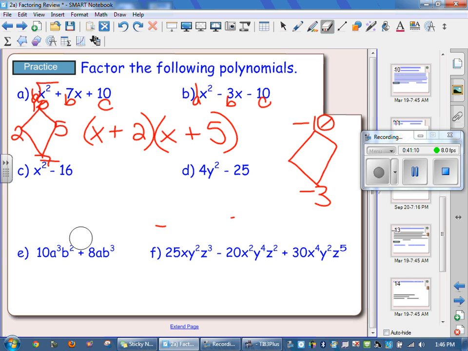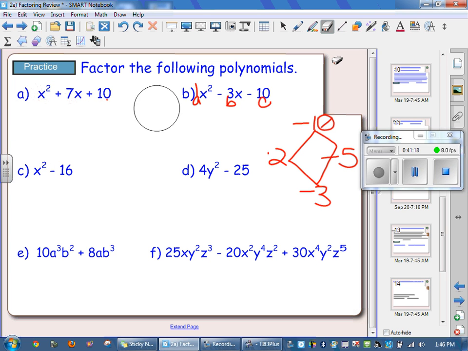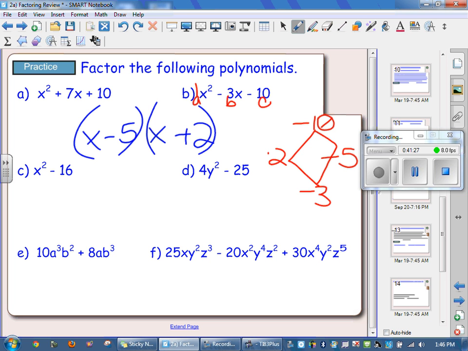And I have x, and I have a negative 5 and a positive 2. Final answer. Okay? I look at C. C has 2 terms. So when you've got 2 terms, there's 2 things possible: GCF or difference of squares. Which one is it? Difference of squares.